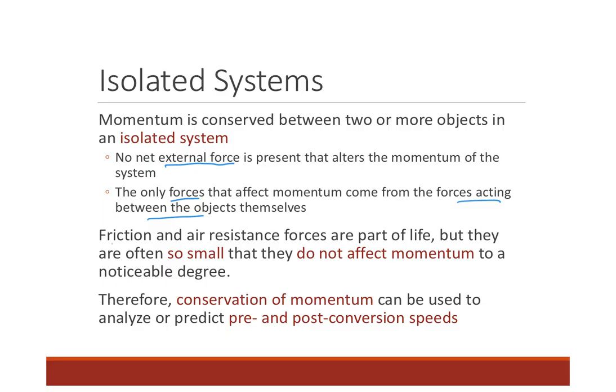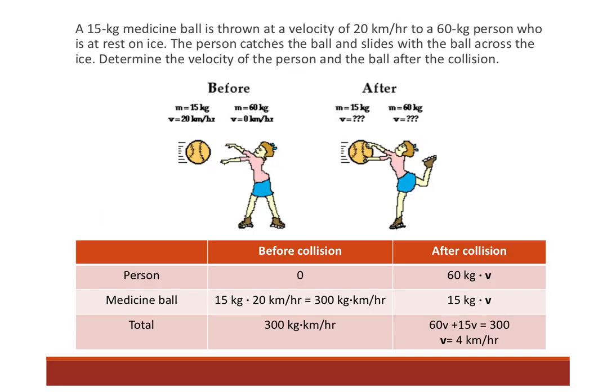While we do have friction and air resistance present as objects interact out in the real world, often the forces that they apply to objects are really so small that they don't really affect momentum. They might make a 1 or 2% difference, and so we're just going to ignore them. Instead, we will use conservation of momentum as the rule for determining or predicting pre- and post-collision speeds, or sometimes masses. So let's do some examples here.